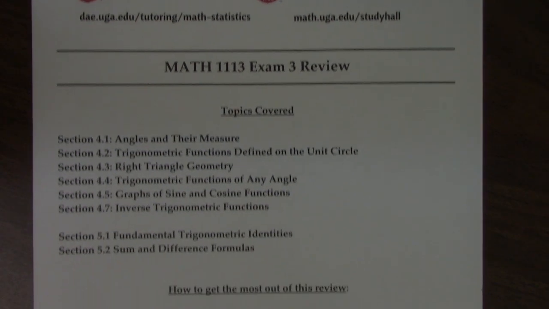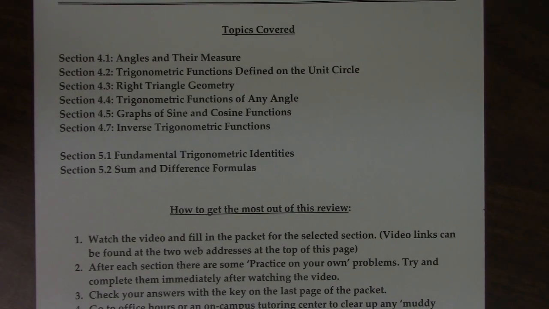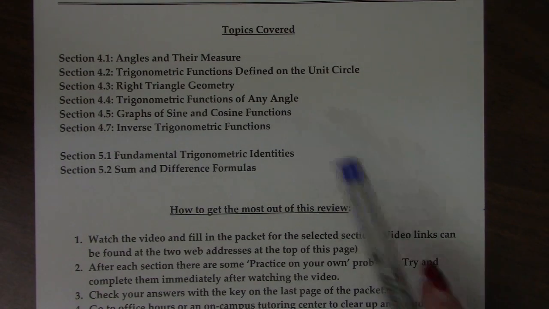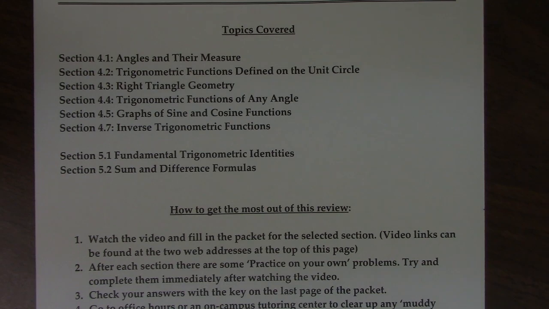The topics that are going to be included on this review are going to be angles and their measure, trigonometric functions defined on the unit circle, right triangle geometry, trigonometric functions of any angle, graphs of sine and cosines, inverse trig functions, and then we're going to do fundamental trigonometric identities and sum and difference formulas. And sum and difference formulas are also, well, they're not really identities per se, but they're a way you can separate variables, and we're going to get into that when we get to 5.2.